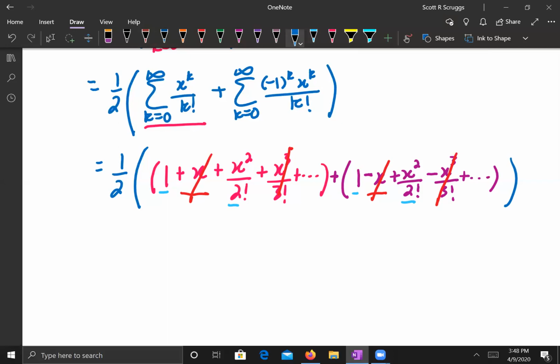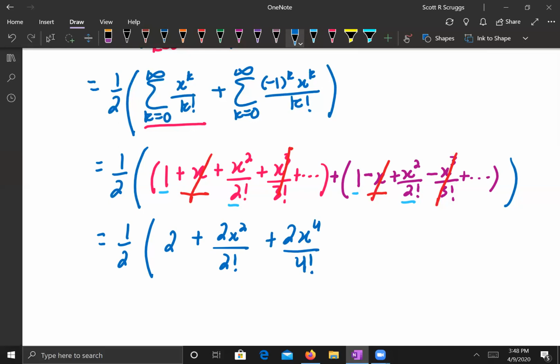So my next step is 1/2 times combine like terms. 1 plus 1 gives me 2. Plus these two x squareds give me 2x squared over 2 factorial. And then for the x to the 4th power over 4 factorial, I'm adding x to the 4th power over 4 factorial to itself. So I'll have 2x to the 4th power over 4 factorial, and that's where the pattern is going to keep on going. Add 2 to all the even terms remaining.